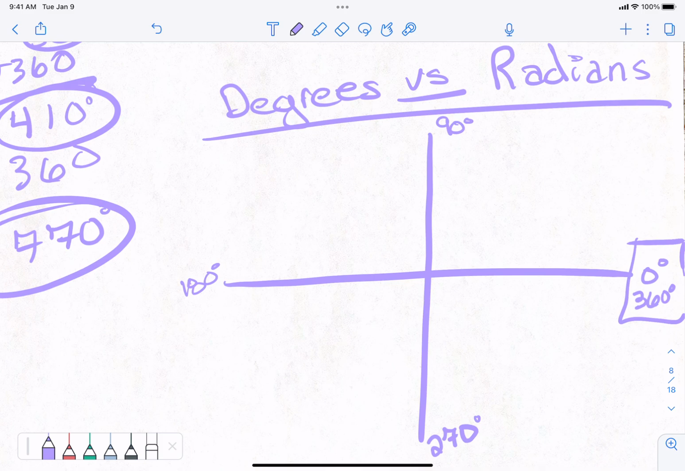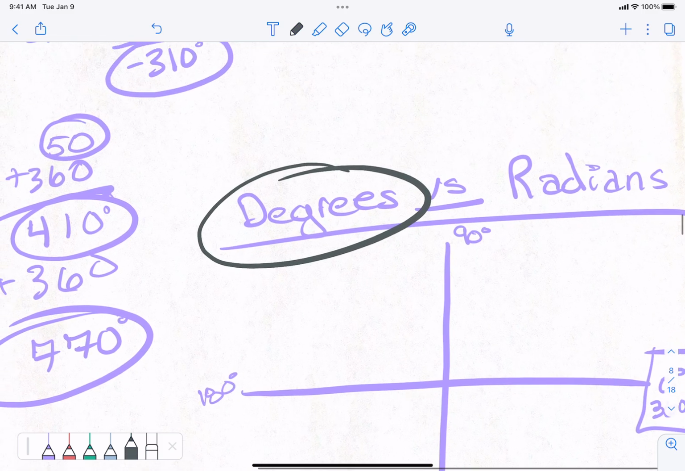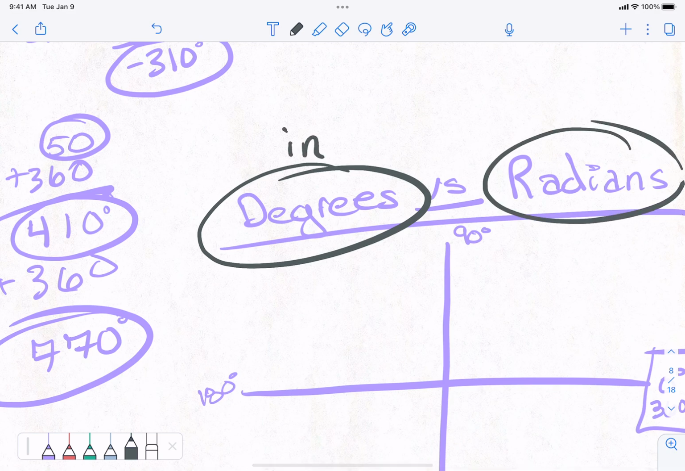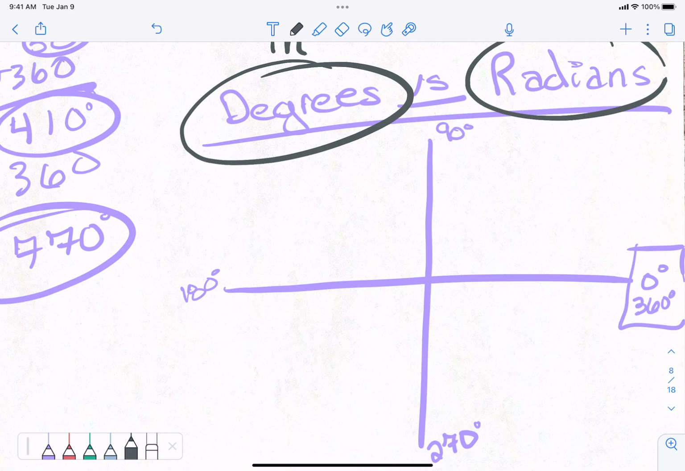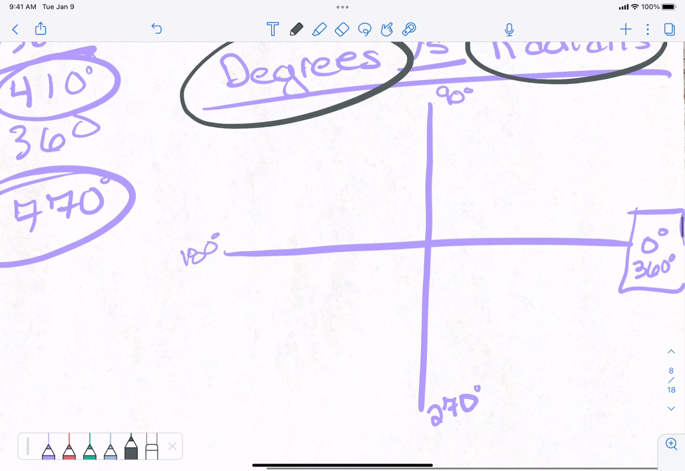0 and 360 are coterminal. All right. Now, these are all in degrees. I said degrees is kind of like inches and radians is kind of like centimeters. We're measuring the same thing using two different units, basically. So let me explain what degrees and radians are. We know degrees. Degrees are good. Radians have to do with a circle.